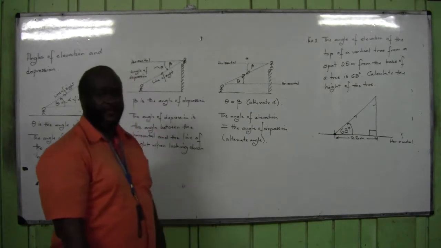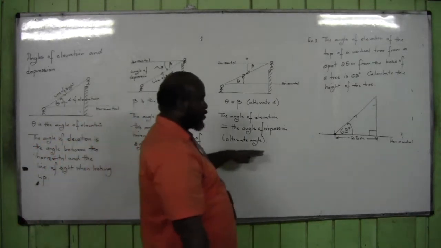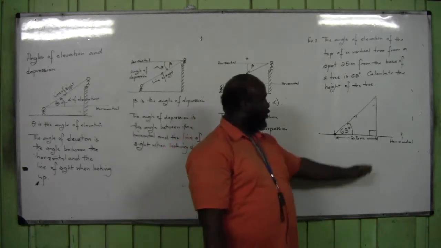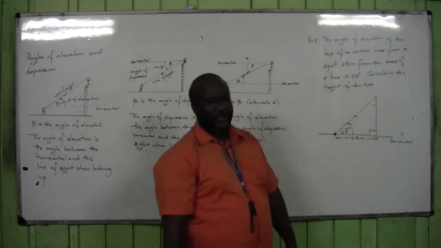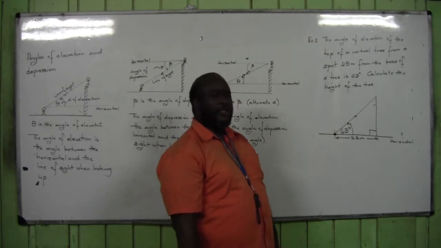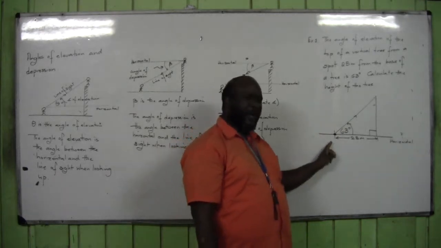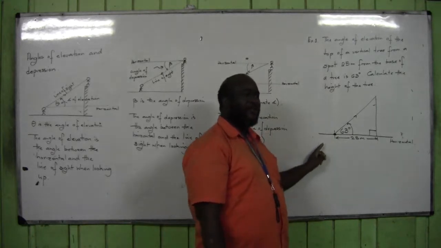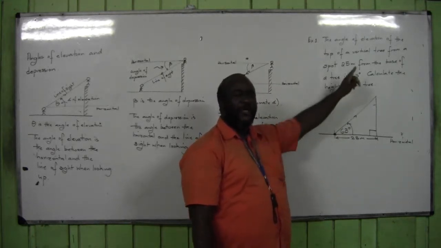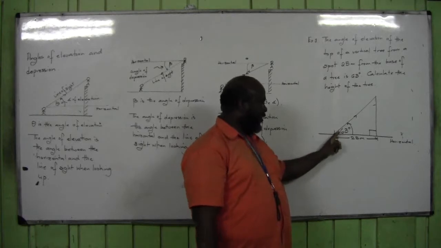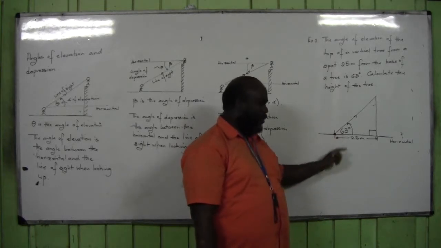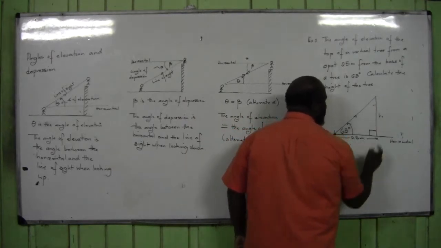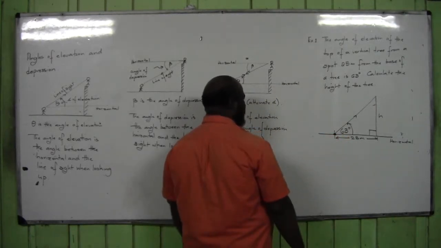Let's go again. There is horizontal ground. On this ground there is a vertical tree. Now, somebody from a spot 25 meters from the base of the tree is looking up to the top of the tree. The angle of elevation is 63 degrees. And we're asked to find the height of the tree.